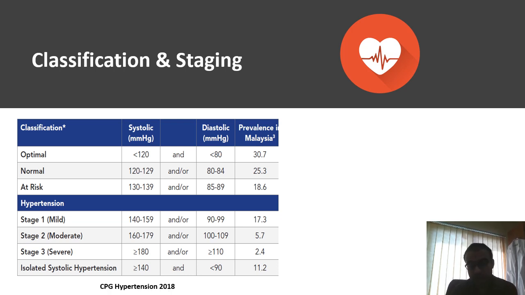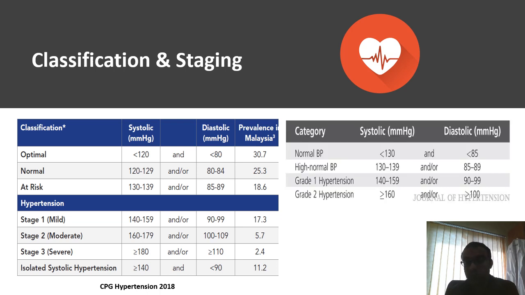This is according to the national clinical practice guidelines of 2018. We also have the international hypertension guidelines 2020, and in this one we can see that hypertension grade 1 and 2 is parallel to stage 1 and 2, and the at-risk class of individuals is termed high normal.